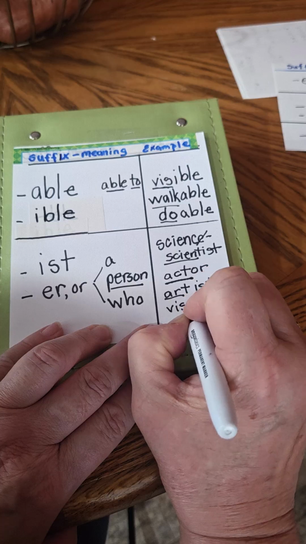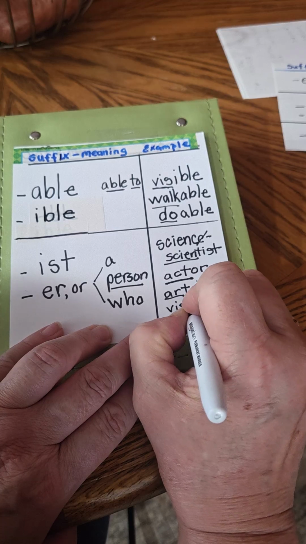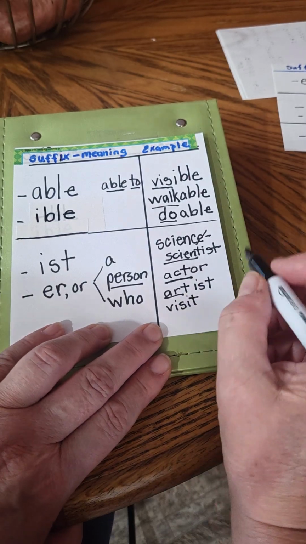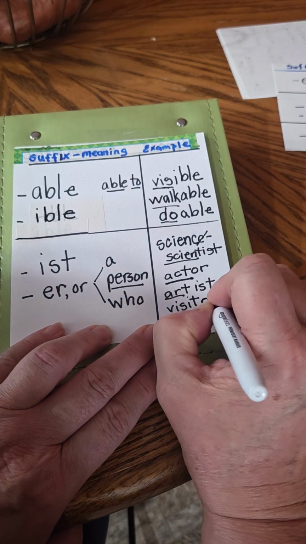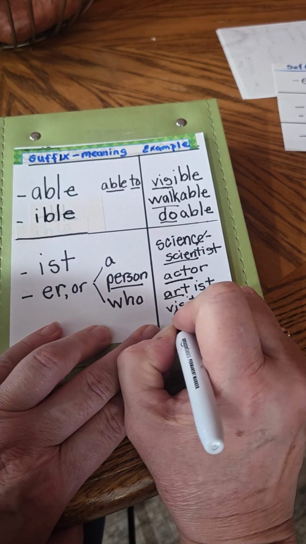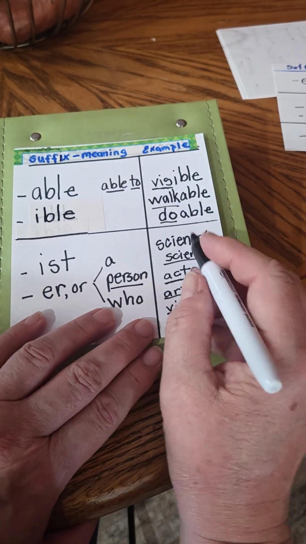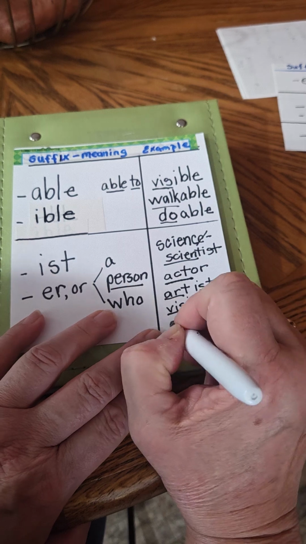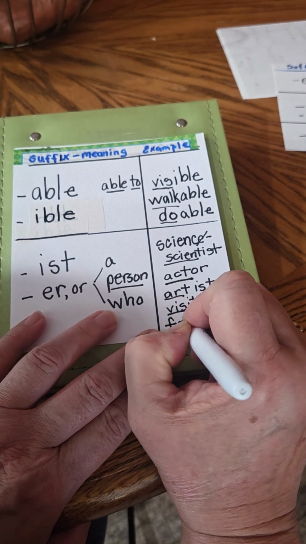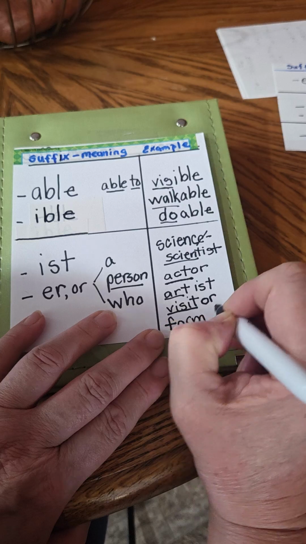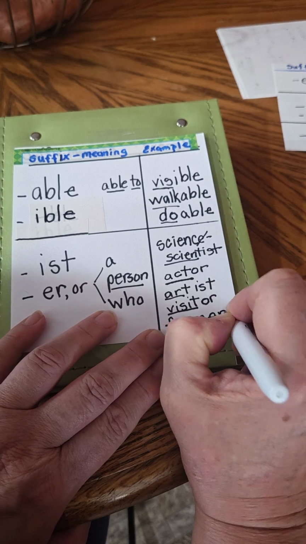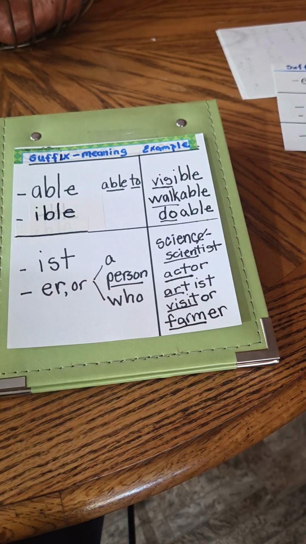Let's go back. If I go to your school, I visit. A person who visits is a visitor. Let's do some ER. We've talked about it. I won't do too many. I'll do one. Farm, and then ER. So it's a person who farms. All right, another wonderful suffix.